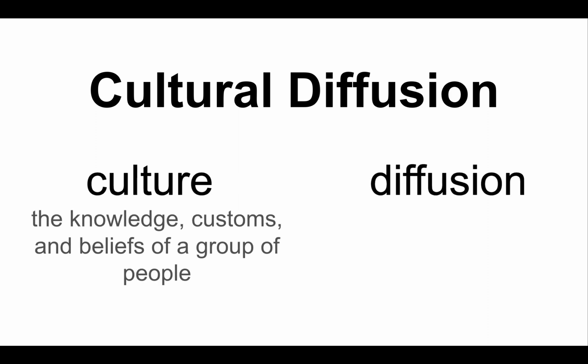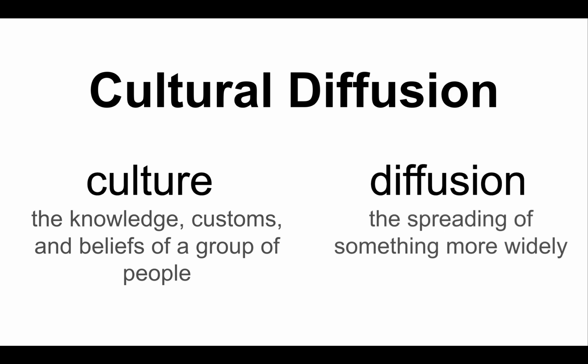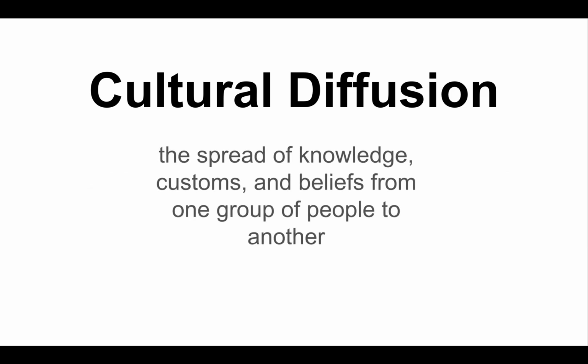Okay, so first of all, what is it, cultural diffusion? Well, culture, as you know, is the knowledge, customs, and beliefs of a group of people. Diffusion is the spreading of something more widely. So together, a working definition for cultural diffusion is the spread of knowledge, customs, and beliefs from one group of people to another. So at the top of your document, right underneath that title, I want you to add that definition, the spread of knowledge, customs, and beliefs from one group of people to another.